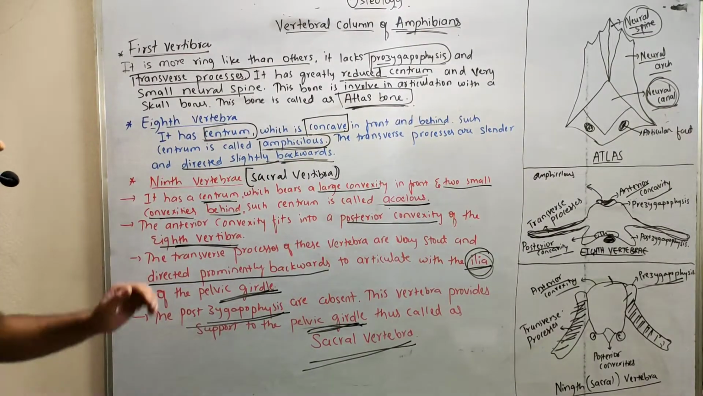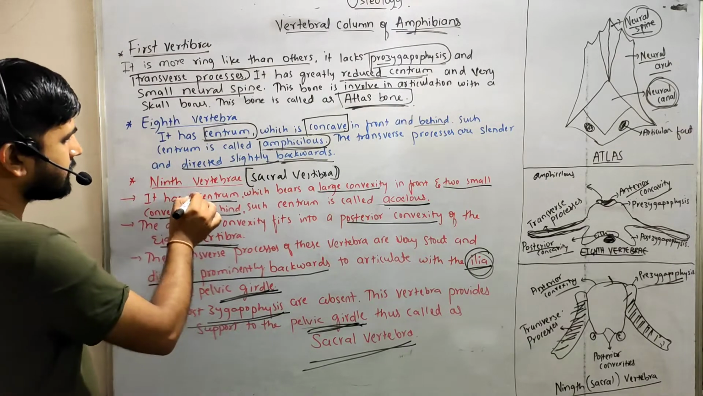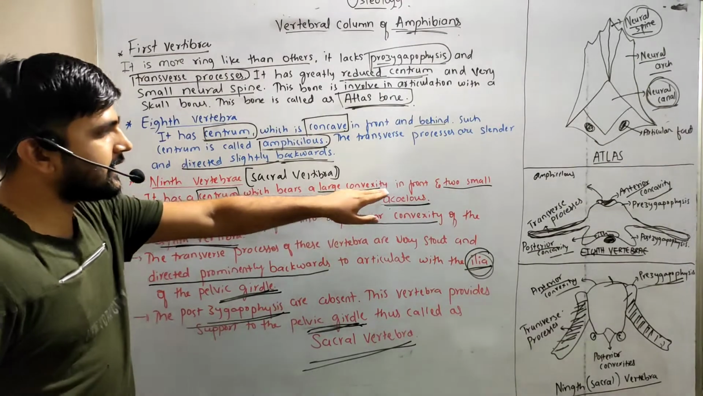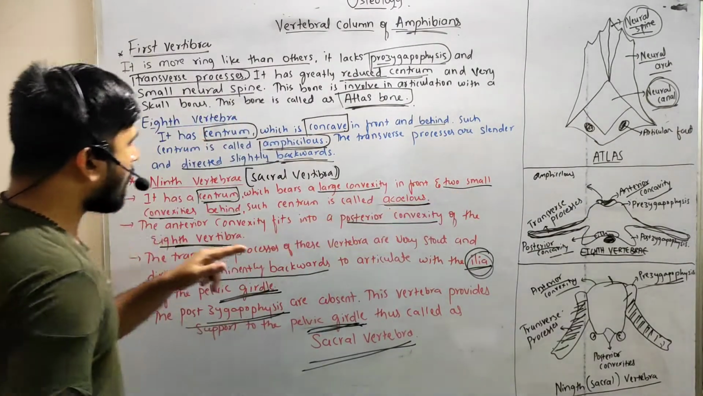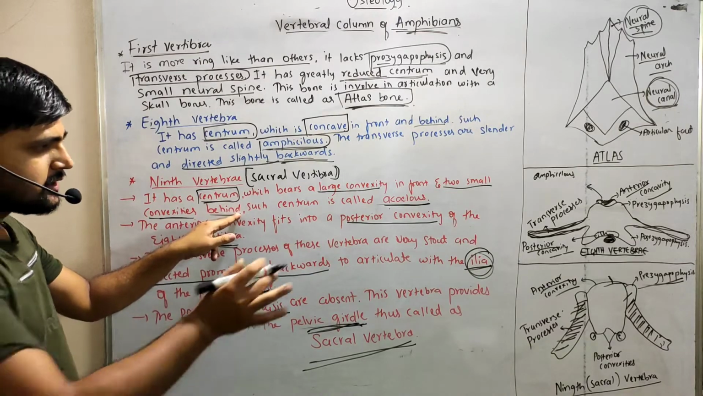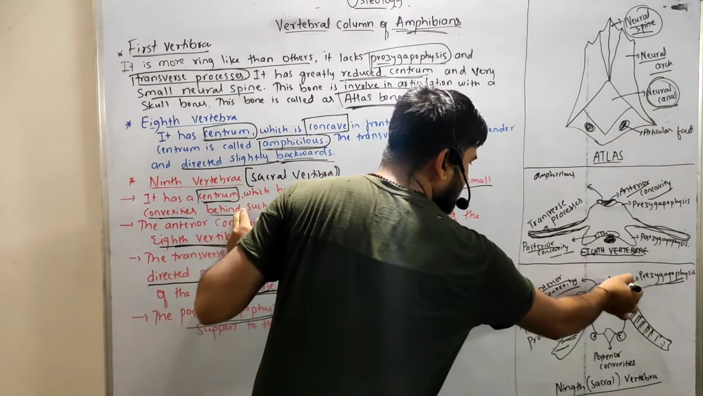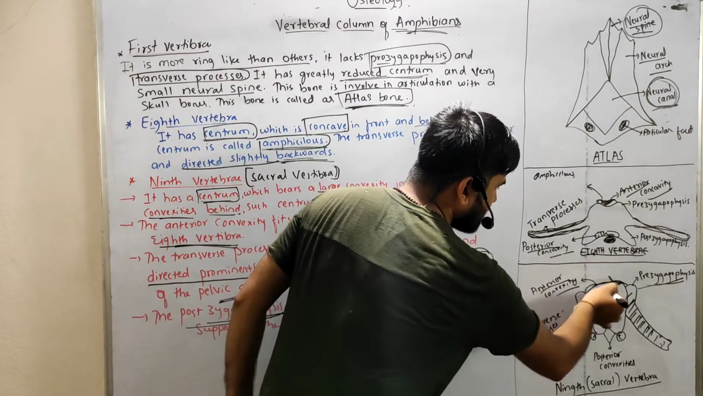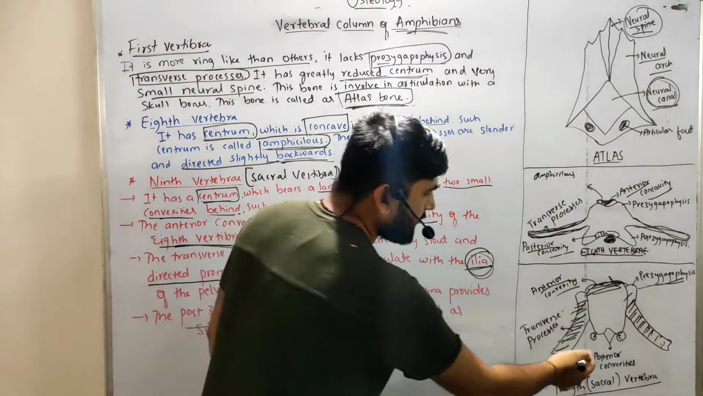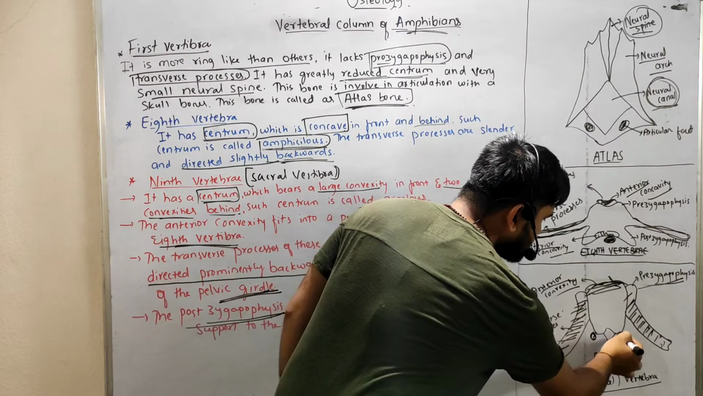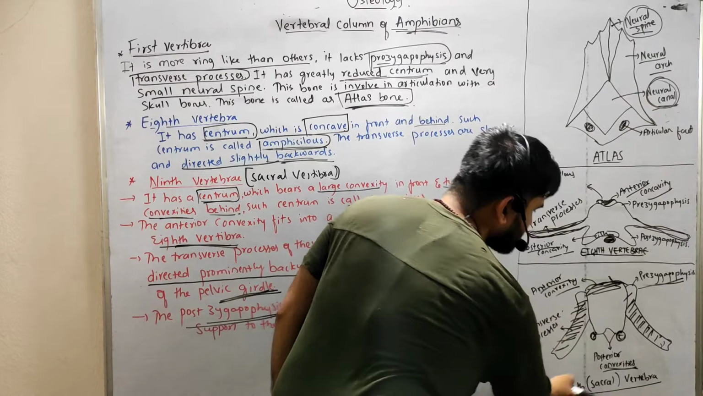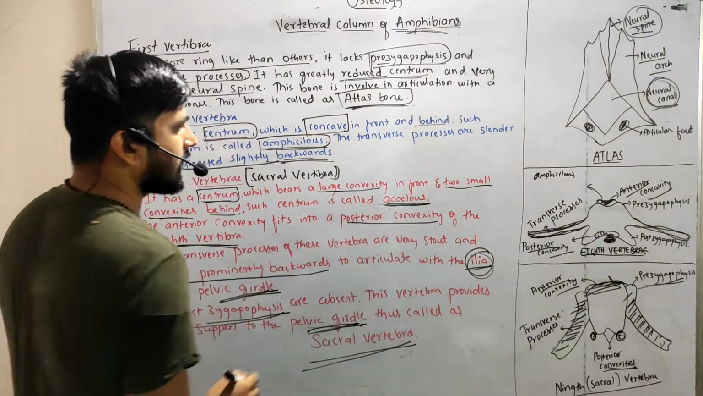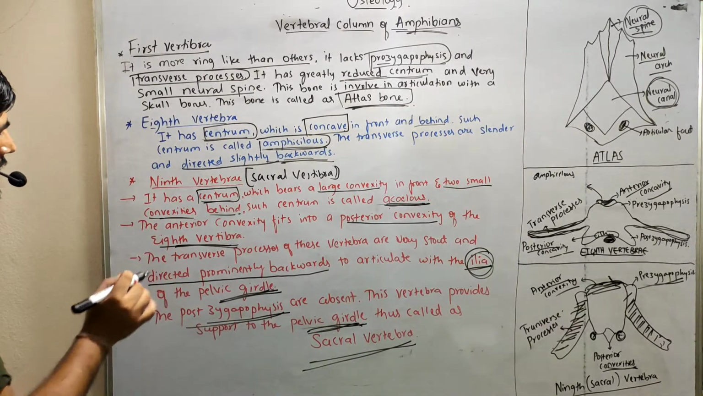And the ninth vertebra. The ninth vertebra has a centrum like the others, which bears a large convexity in front and two small convexities behind. See the speciality of this centrum. Anteriorly it has the large convexity like this, and posteriorly it has two small convexities, one and two. That type of centrum is called acoelous.